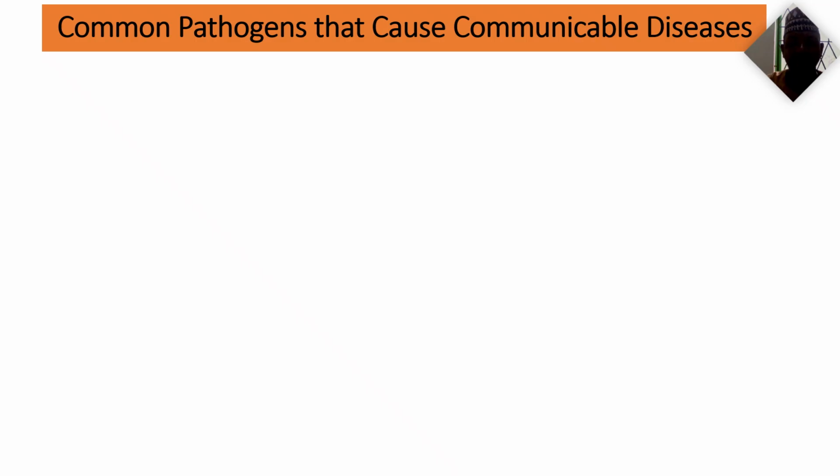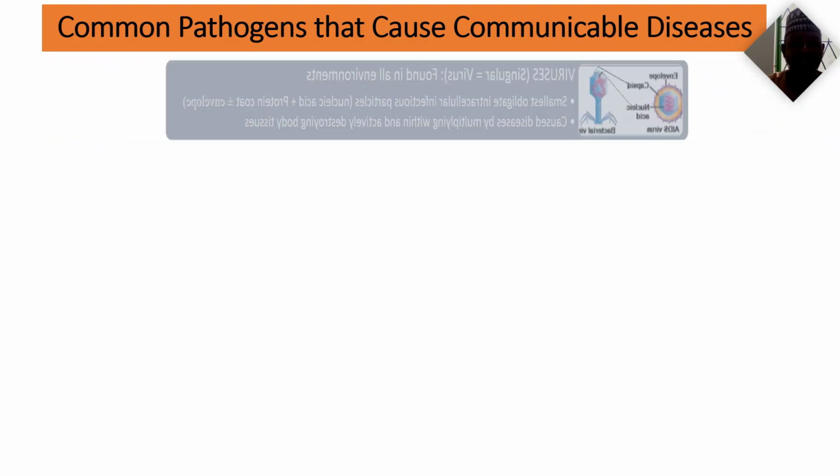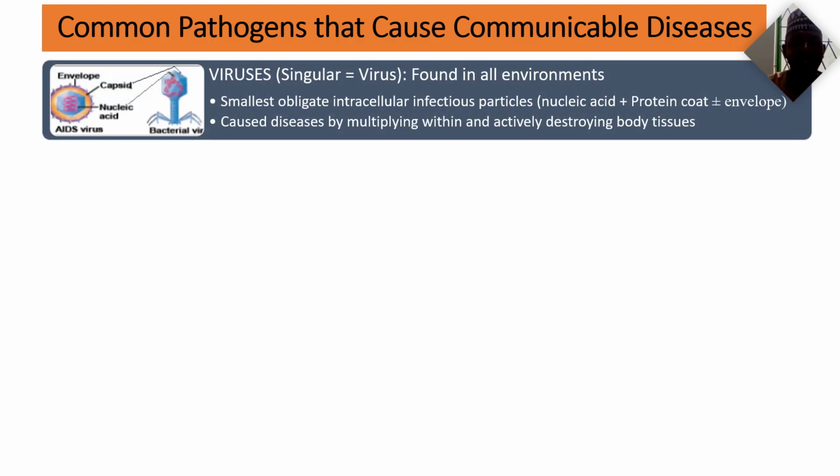So the next example we would like to take is the next agent, the viruses. After bacteria, the next common pathogenic agent in the environment are viruses. Viruses, or the singular virus, are also found in almost all environments. They are generally the smallest obligate intracellular infectious particles.